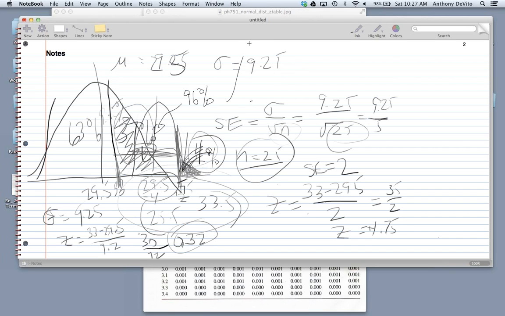The first table we looked at gave us the area, if we put the z-score in, it gave us the area to the left of the z-score. The second table we looked at gives us the area in the upper tail. So if you're looking for the percentage of samples that are going to be above 33, it's going to be 4%. If we're using the first table, you got to figure, oh, well, the area below is 96%, leaving 4%.